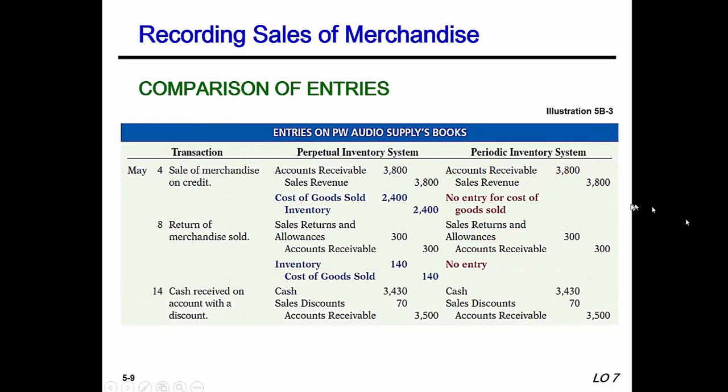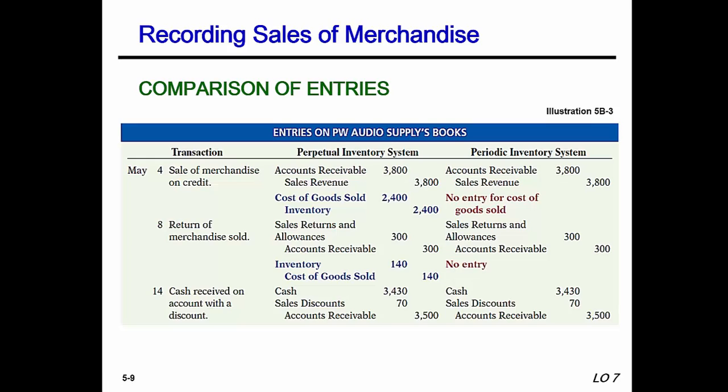And when we're looking at the sales of the merchandise, our standard entries here with accounts receivable, sales, cost of goods sold, and inventory are matched by just the accounts receivable and sales portion in a periodic inventory system. No entry for the cost of goods sold. And if we have a return of merchandise from our customer, we'll debit sales returns and allowances and credit accounts receivable and do nothing to pick up the inventory and cost of goods sold difference.